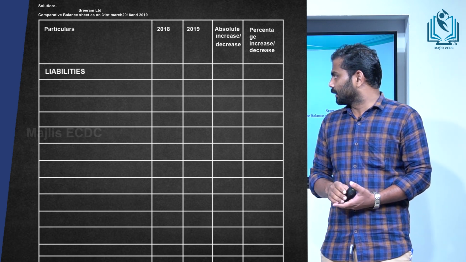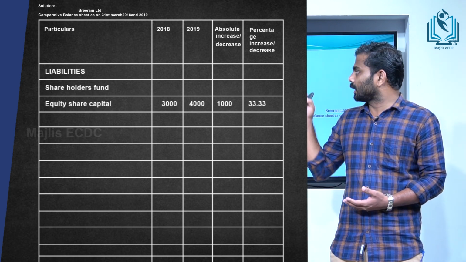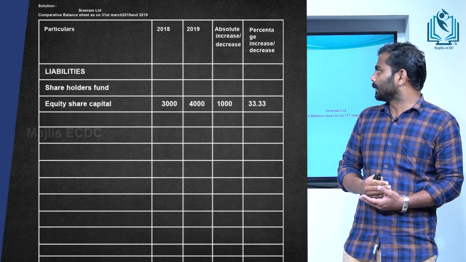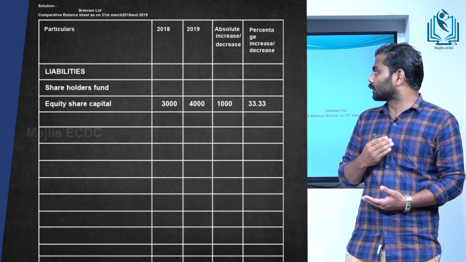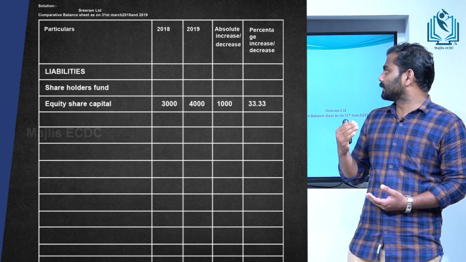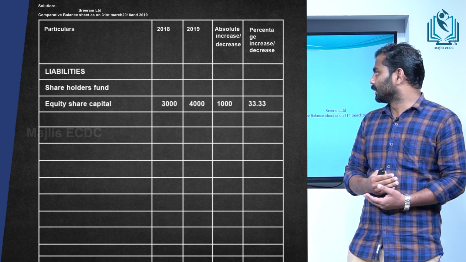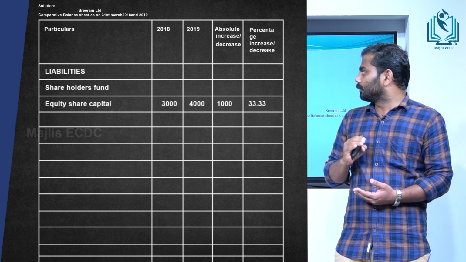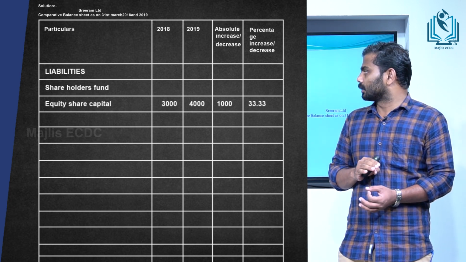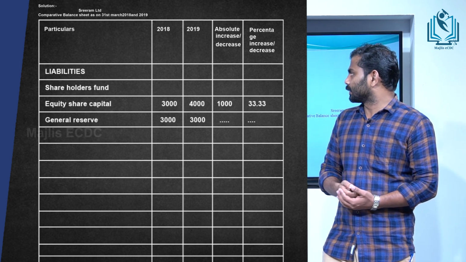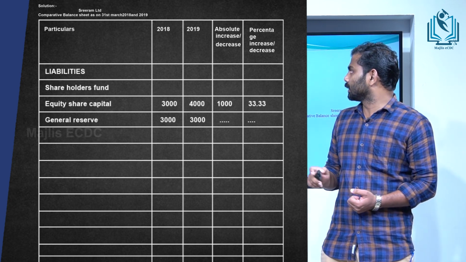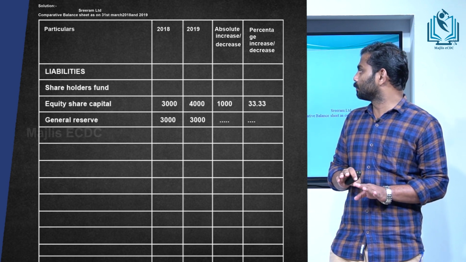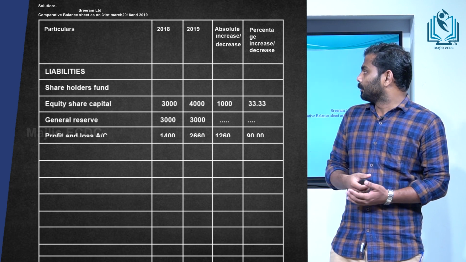On the liability side, firstly given equity share capital. In 2018 equity share capital 3000 and in 2019 4000. The absolute increase is 1000. The percentage of increase is 33.33%. The percentage is calculated by the formula: difference divided by current year balance into 100. The second item is general reserve. In 2018 3000 and 2019 3000. There is no increase or decrease. There is no percentage.